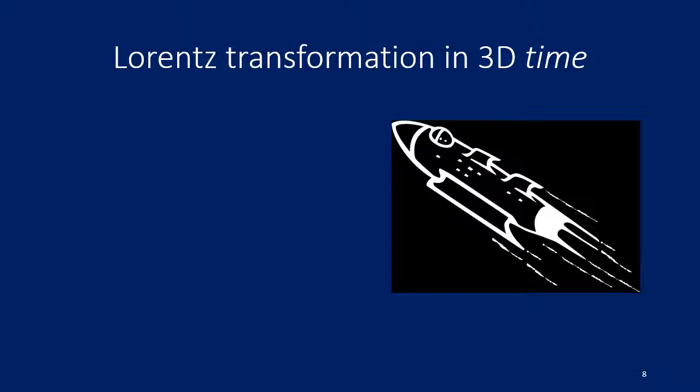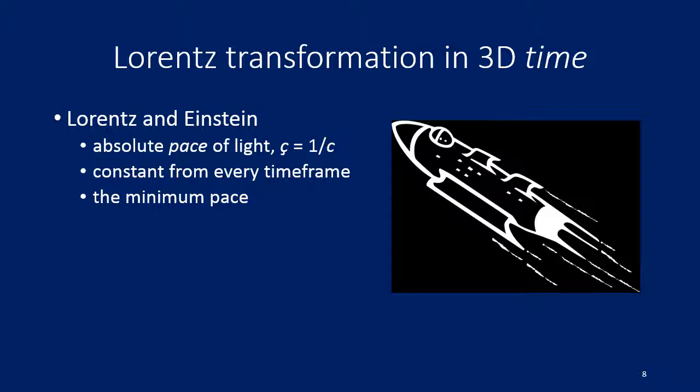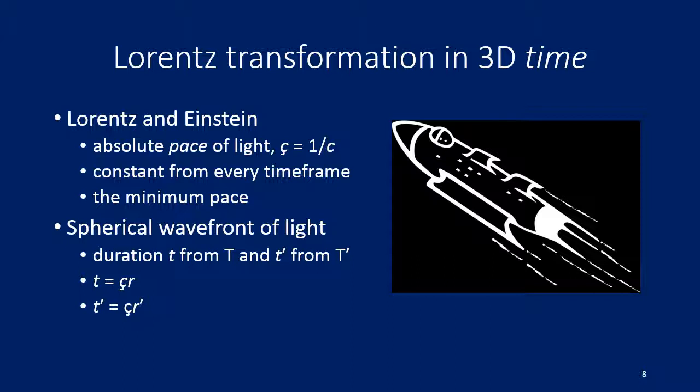Now let's consider the Lorentz transformation in 3D time. Going back to Lorentz and Einstein, we consider the absolute pace of light, in this case, equals to the inverse of c. We'll call that c cedilla, which is constant from every time frame, and there is a minimum pace. We'll also consider a spherical wavefront of light of duration t from time frame t and t prime from time frame t prime. So in this case, we have t equals c cedilla times r, and t prime equals c cedilla times r prime.